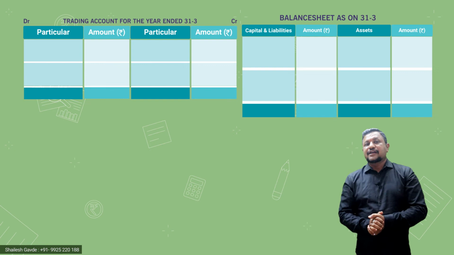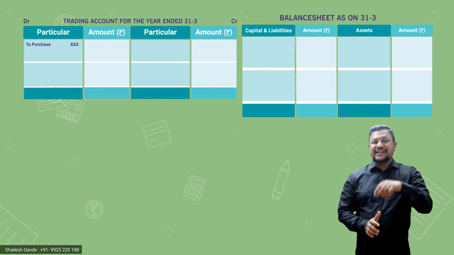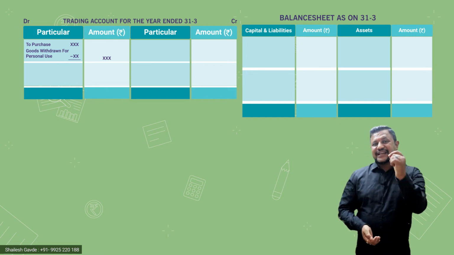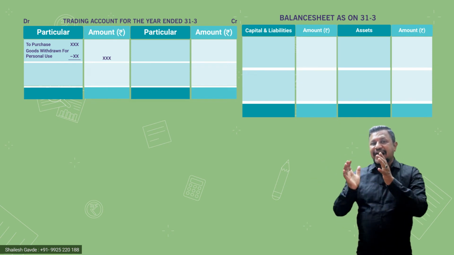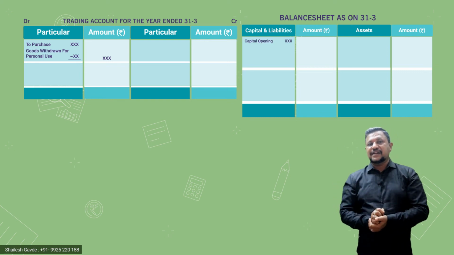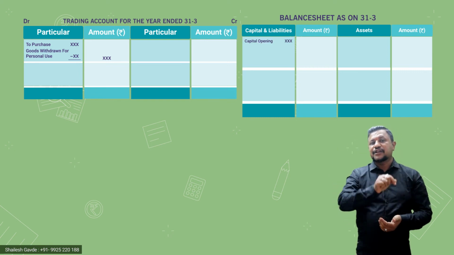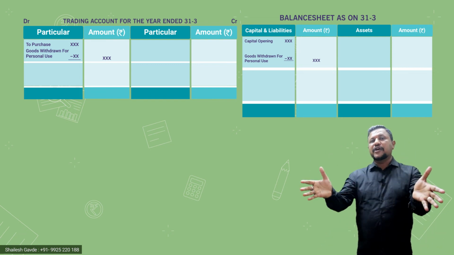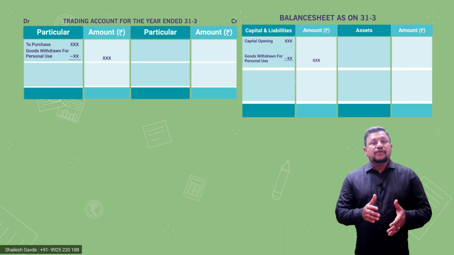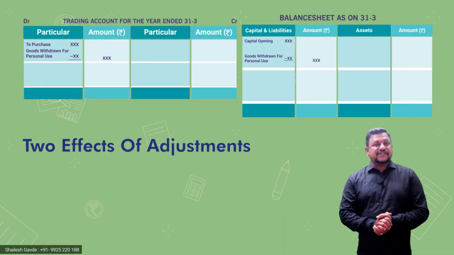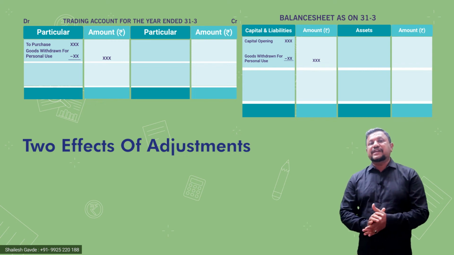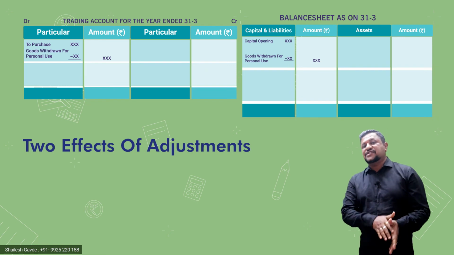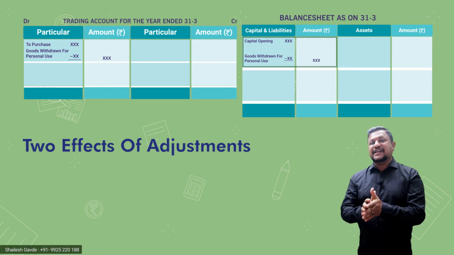The first effect, from purchases in trading account, we deduct less goods withdrawn for personal use. The second effect we take in balance sheet, liability side, from capital, we deduct less goods withdrawn for personal use. We are taking as if they are our drawings. So, two effects of these adjustments are, the first effect we deduct from purchases in trading account, and the second effect we take as drawings and we deduct from capital in balance sheet.